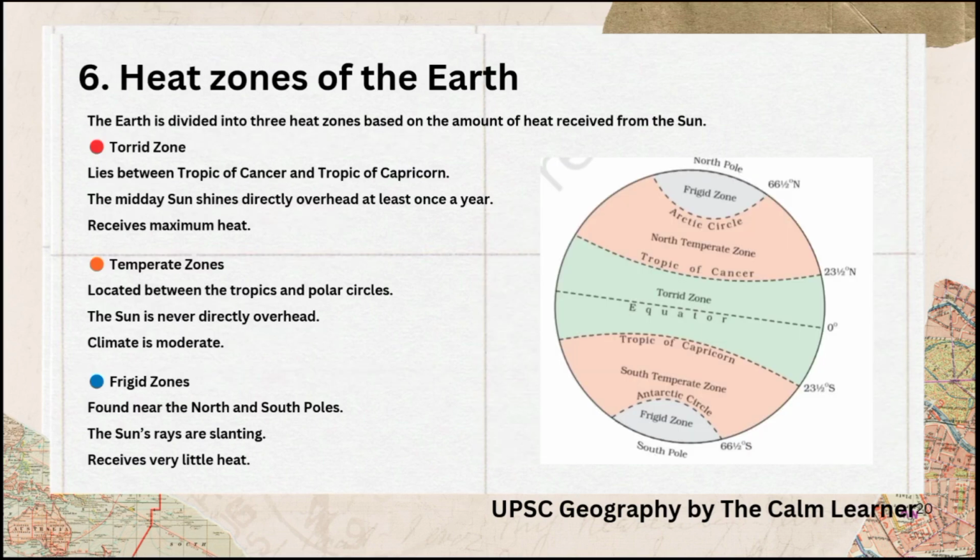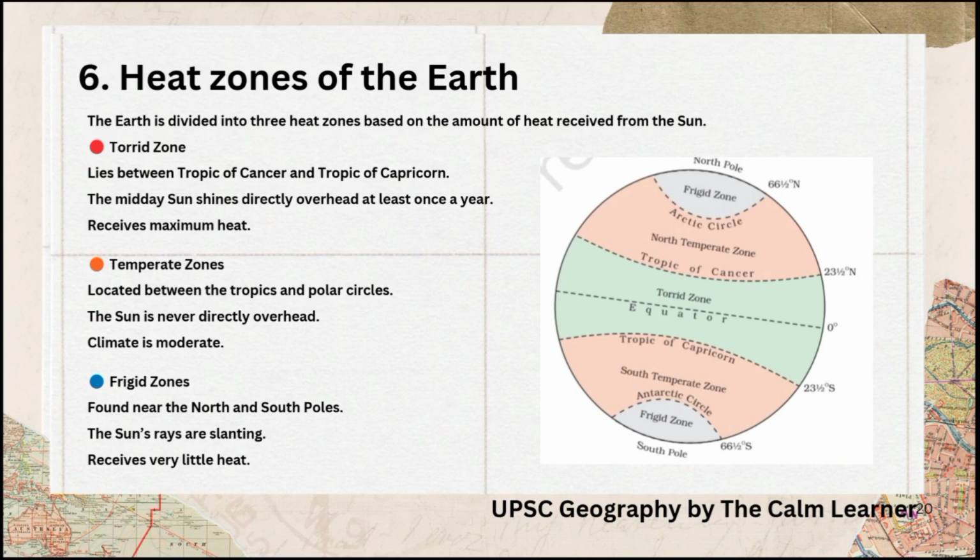Now, let us talk about heat zones of the Earth. So, what are heat zones? Heat zones are the regions of the Earth that receive different amounts of heat from the sun. This difference happens because the Earth is spherical in shape and its axis is tilted. As a result, the sun's rays do not fall equally on all parts of the Earth.